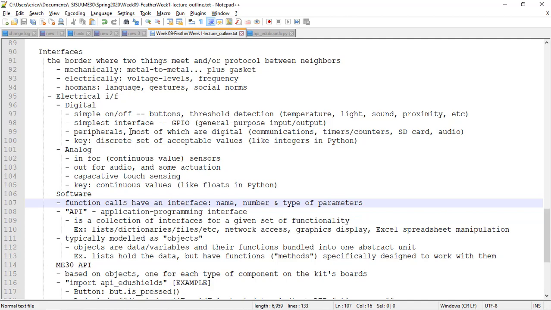It's like a pipe, right? So one term you may have heard of before is an API, which stands for Application Programming Interface. And it's basically just a collection of interfaces for a given set of functionality. So an API is in some respect basically a library of functions that do a related set of things.